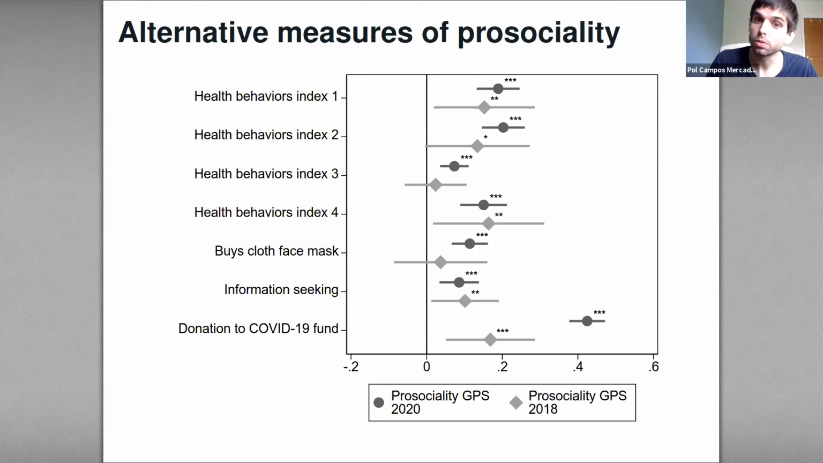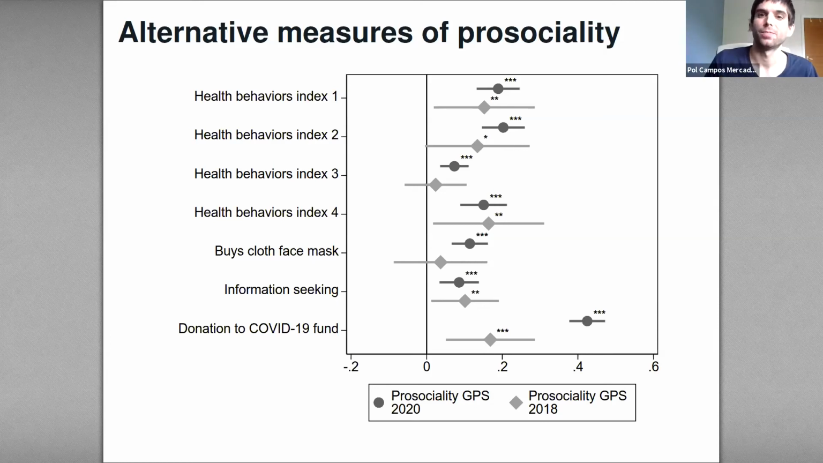Additionally, we wanted to see whether our results would hold with other measures of pro-sociality. So in the survey, we also included the global preference survey measures, the self-reported pro-sociality: how much am I willing to give to charity? And we saw that even with this measure, the correlations are very strong. If anything, they are even stronger than with our incentivized measure.